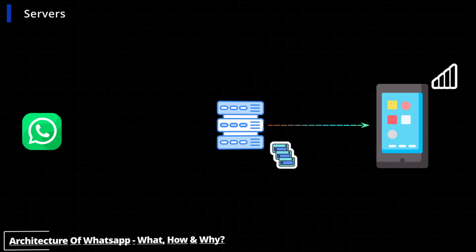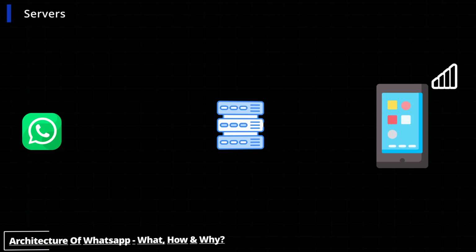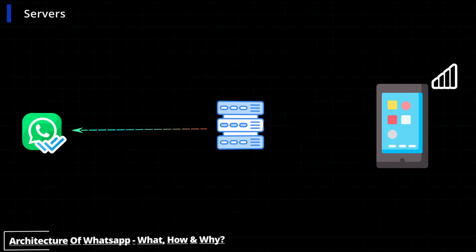Once your friend's device receives the message and sends back a confirmation, the server immediately updates your chat with that delivery status and then cleans up by deleting the temporary copy it was holding. Later, when your friend opens and reads the message, the server forwards that read receipt to you too, keeping your chat status accurate and up to date.